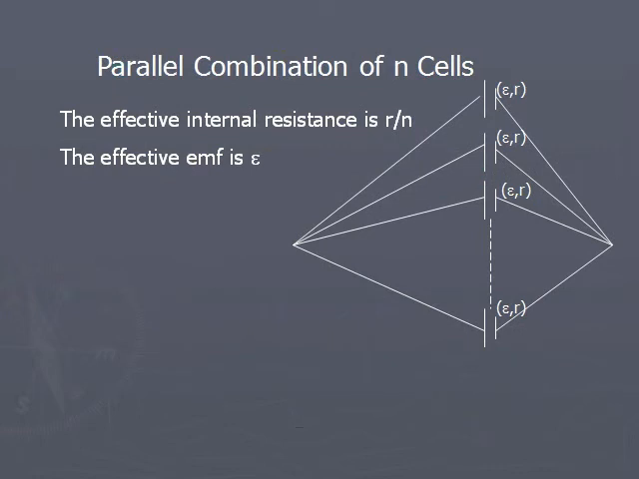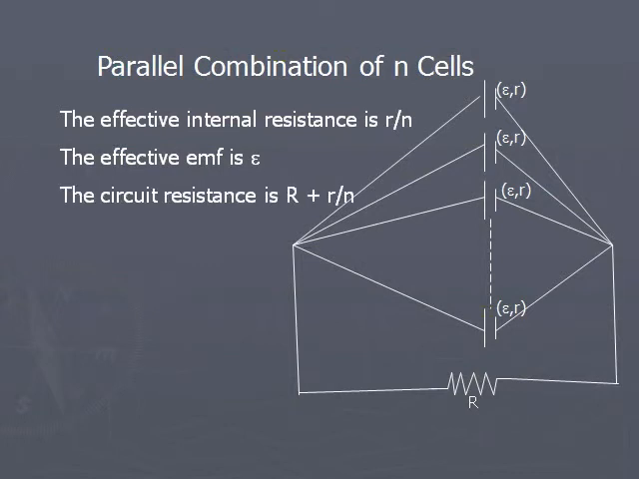If an external resistance capital R is connected, then the effective circuit resistance becomes capital R plus small r by n. So the current through the external resistance, I, is equal to E divided by capital R plus small r by n.